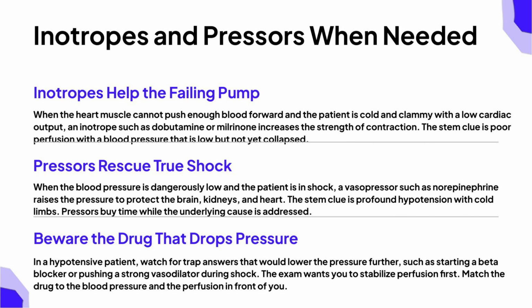In a hypertensive patient, watch for trap answers like starting a beta blocker or pushing a strong vasodilator during shock. The exam wants you to stabilize perfusion first, so always match the drug to the blood pressure and the perfusion right in front of you.